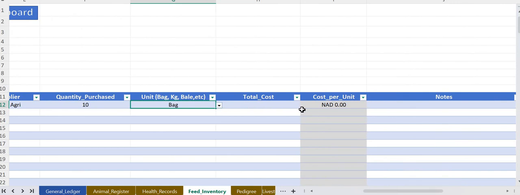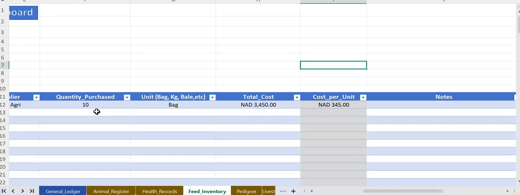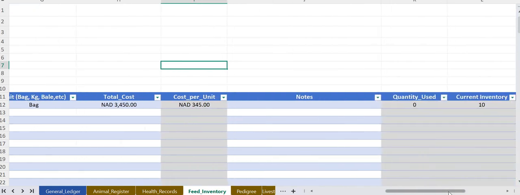All right. And the total cost that we paid for this was 3,450. Now remember, total cost is cost inclusive of VAT. All right. And then it tells you that since you bought 10 bags at this price, the cost per unit is 345. So this is what it cost you for one bag. These are amounts that will come in handy later on.